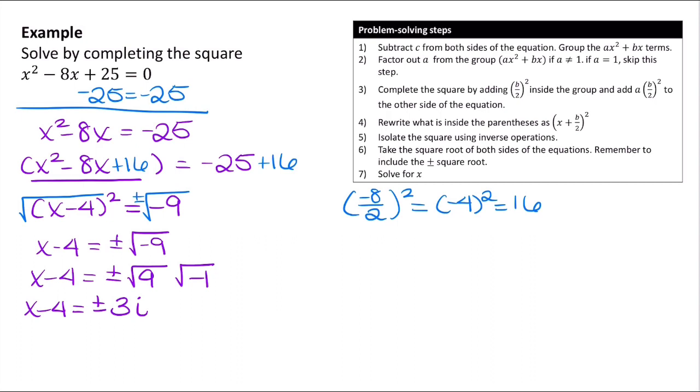So now I can solve by adding 4 to both sides. And when I add 4 to both sides, I get x equals 4 plus or minus 3i. Okay, and so those are the solutions to this equation.